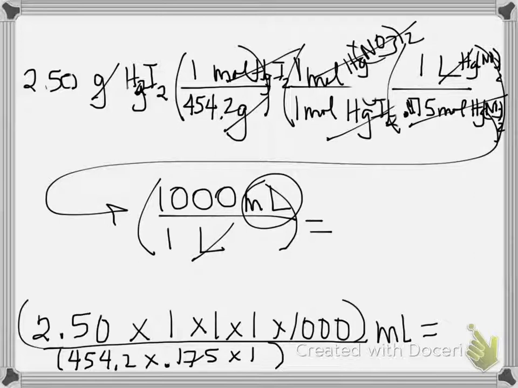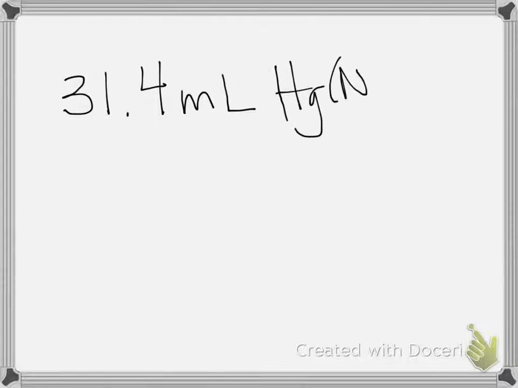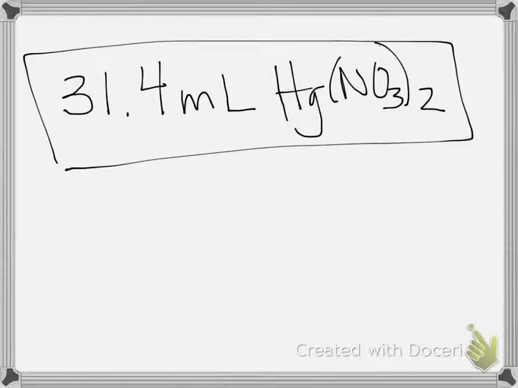So when you calculate all of that, what will your answer be? Hopefully you'll get this too, approximately, because we're going to round off, 31.4 milliliters of mercury 2 nitrate solution. What does that mean? If you look back at the problem, it says how many milliliters of that solution is needed to completely precipitate the product. So if we wanted 2.5 grams of mercury 2 iodide as our product, we would have had to use 31.4 milliliters of the solution in the reaction to get that much of the product precipitate.